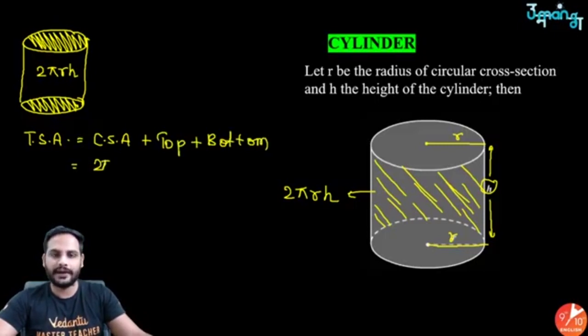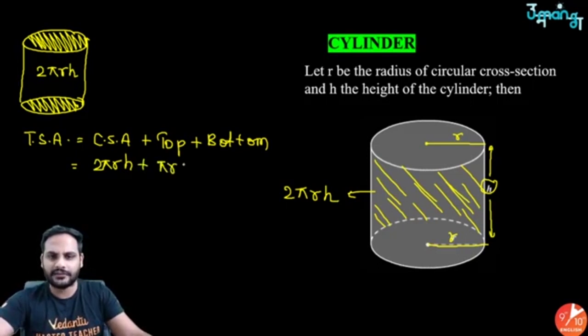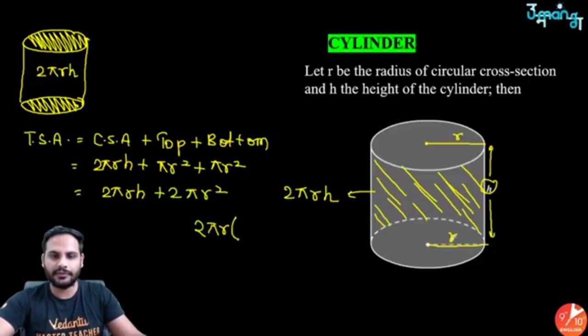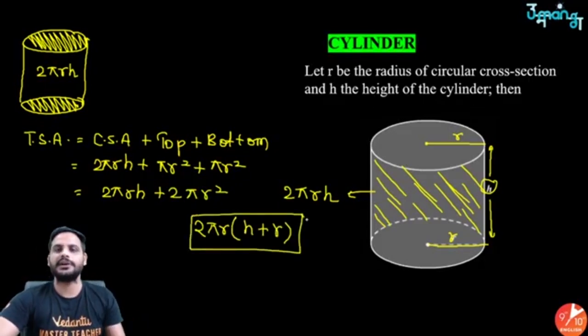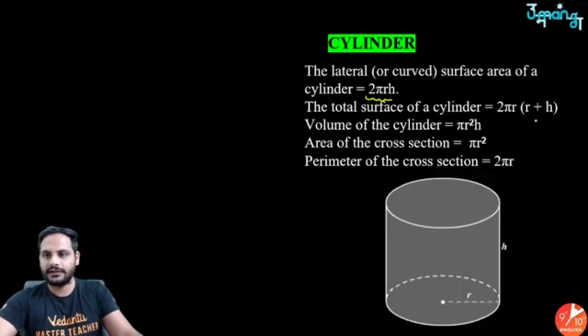So in 2 pi r h, the top is a circular surface, right? So pi r square, the bottom is also pi r square. So you are getting 2 pi r h plus 2 pi r square. Take 2 pi r common, you are left with h plus r. So this is the formula for the total surface area, 2 pi r into h plus r. And the formula for the curved surface area is 2 pi r h. Got it? These are two formulas.